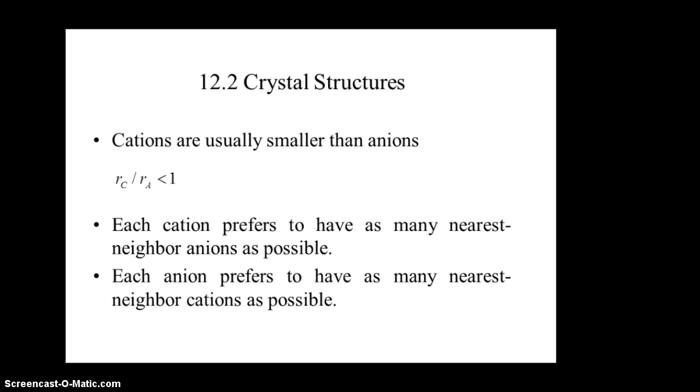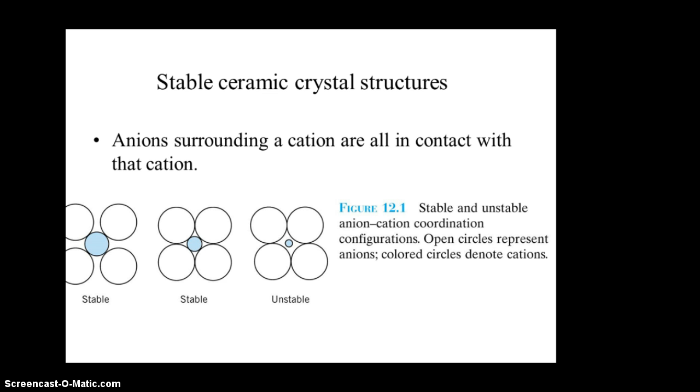Okay. Also, just like before, where your atoms for your metallic bonding liked to bond with as many nearest neighbor atoms as possible, with the ceramic crystal structure, it's very similar, but we're just talking about the ions. Now, we'll be talking about the ions in terms of preference for nearest neighbor ions. So the cation would prefer as many nearest neighbor anions and vice versa.